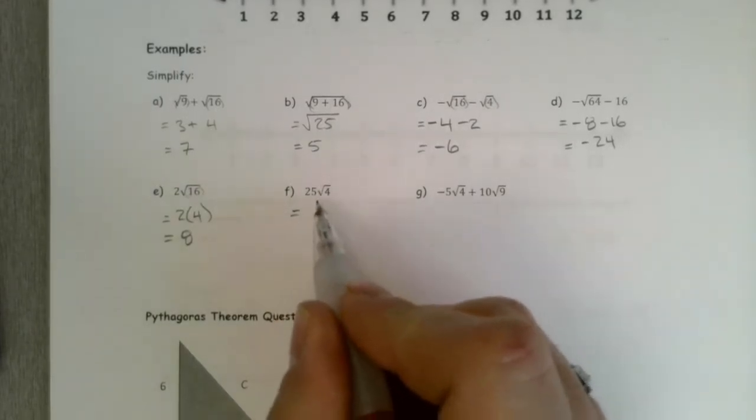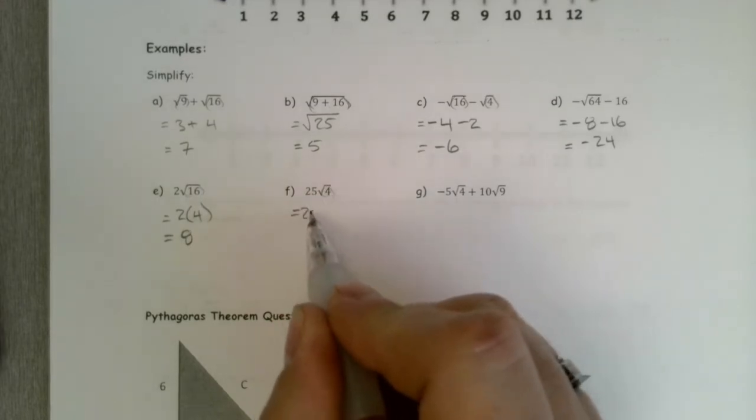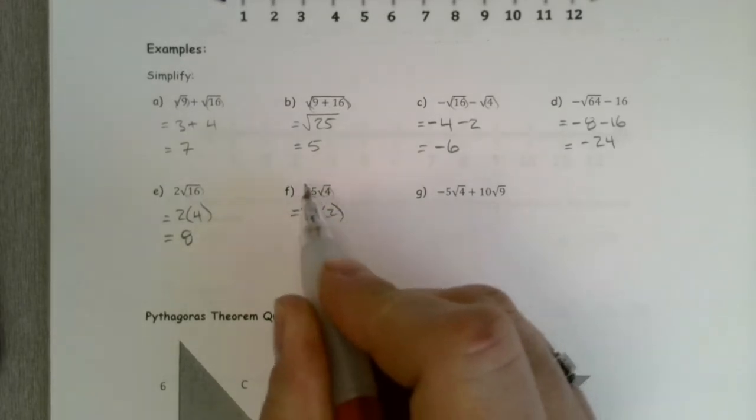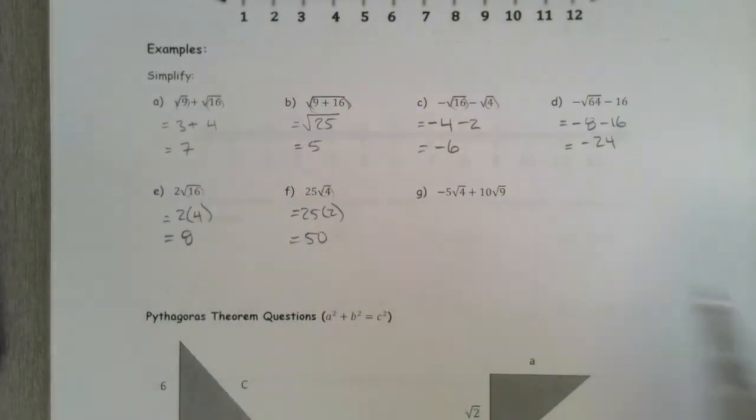Similar sort of thing here. I'm going to do that square root first. The square root of 4 is going to be 2, and then I'm going to multiply by the 25 that's out front to get 50. Then over here, it doesn't matter if that number out front is negative. I'm still going to do that afterwards.